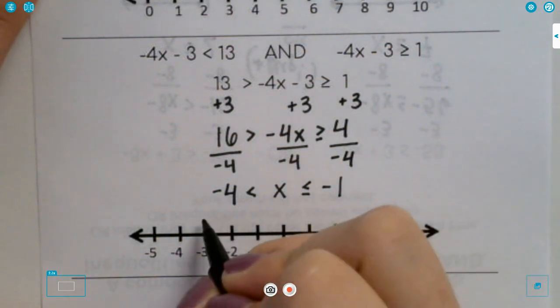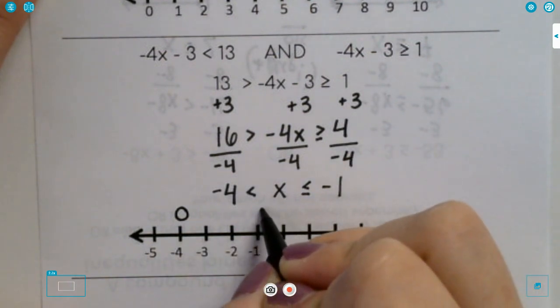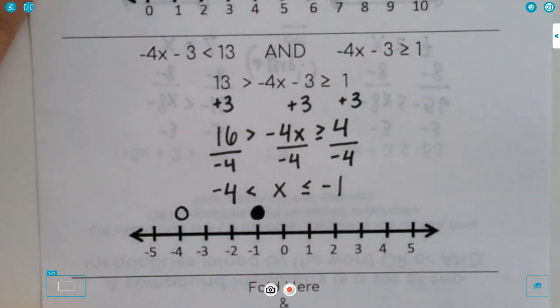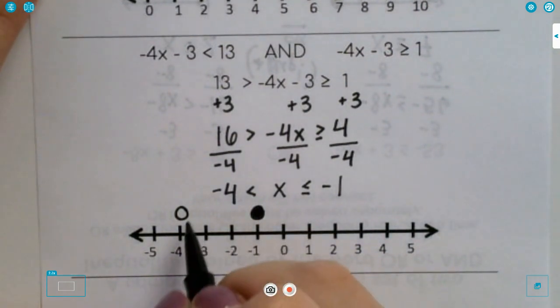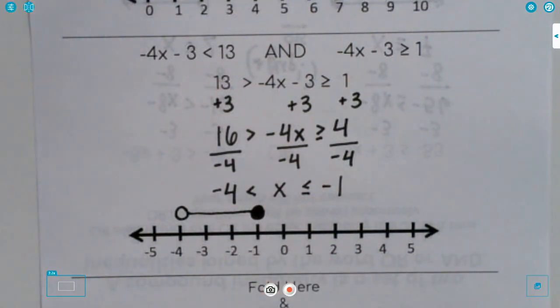So we'll do an open circle at negative 4. We'll do a closed circle at negative 1. And then our solutions will be the things in between. We'll just connect those. Okay. Questions about either of those?